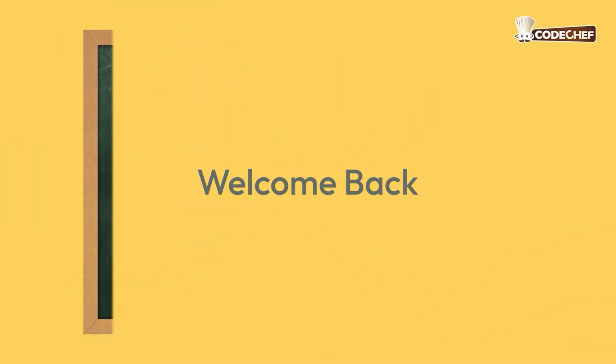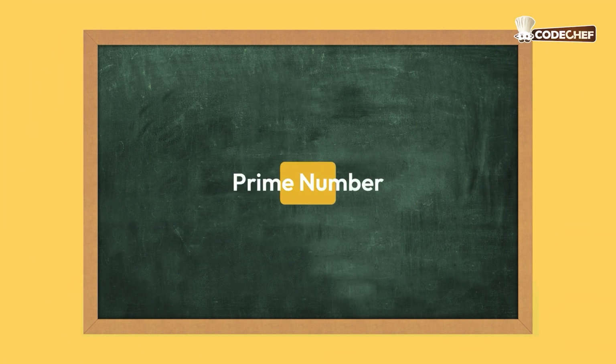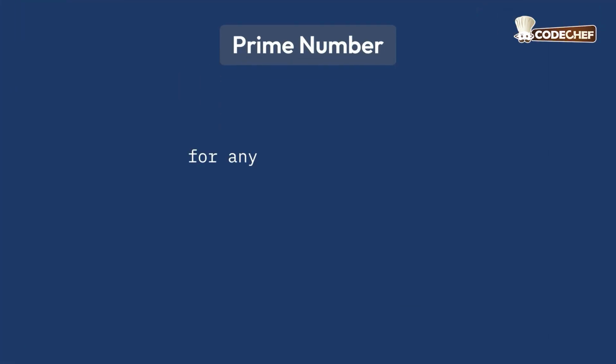Hey, welcome back. The next problem we'll solve is to check if a number is prime or not. We know that any number n greater than 1 and divisible by only 1 and itself is called a prime number. We loop from 2 to n minus 1 to find if a number exists in this range that divides n. Let's code this out.